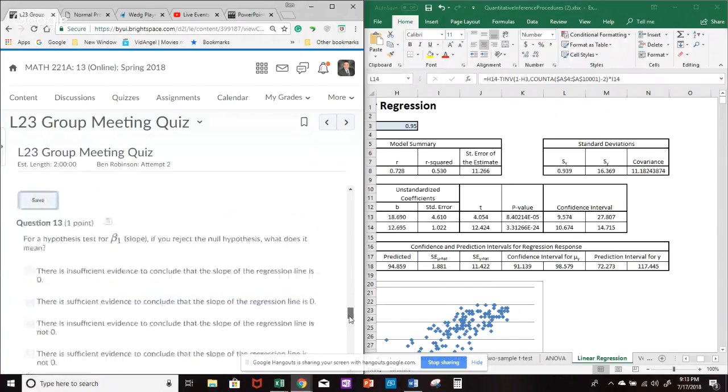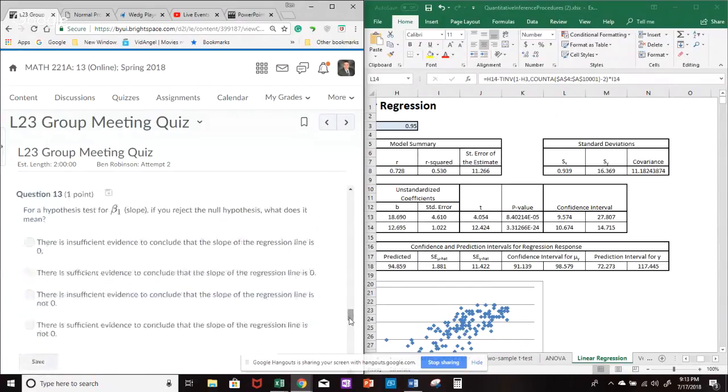All right. Next is for a hypothesis test for B1 slope. If you reject the null hypothesis, what does it mean? And the last one: there is sufficient evidence to conclude that the slope of the regression line is not zero.